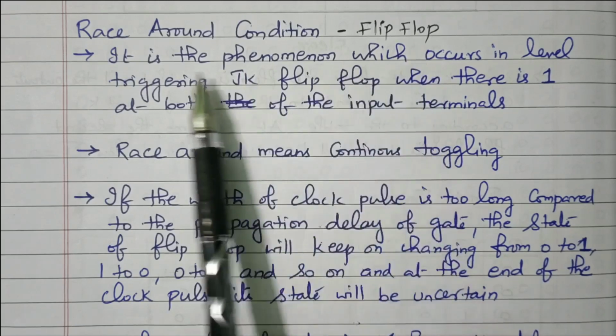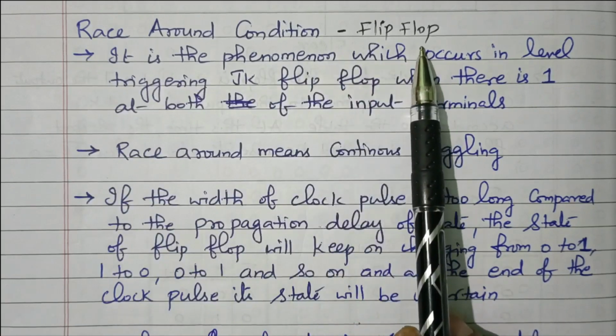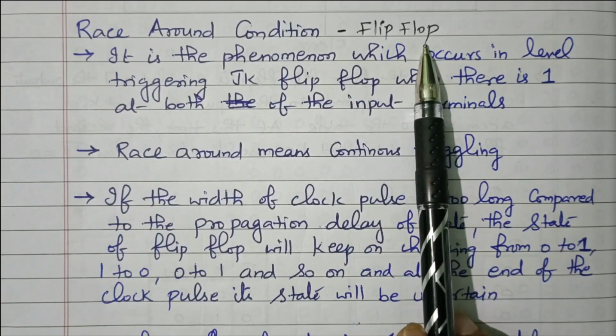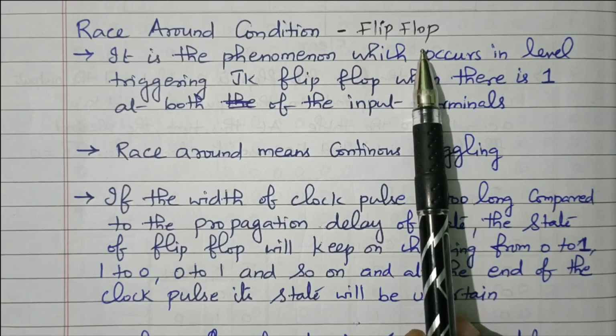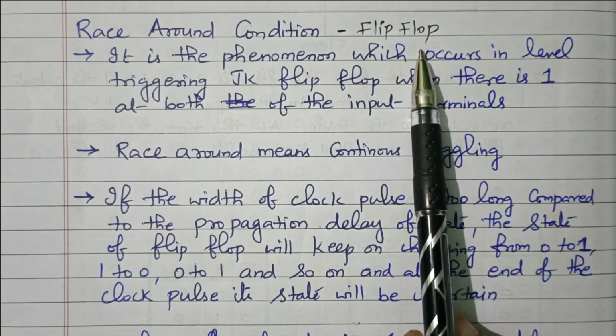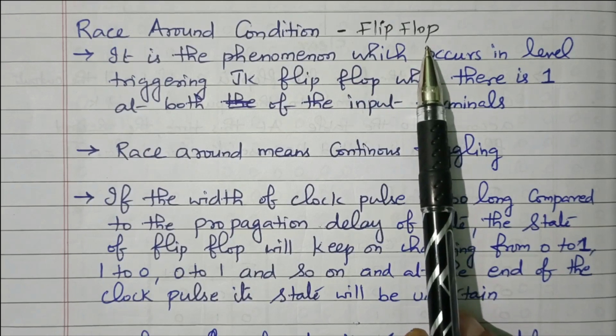Now we'll go to the topic, race around condition in the flip-flop. We know that flip-flop is a storage element. It is able to store 1 bit of data. The output depends upon the earlier available output as well as the input. The input and present state of output will decide the next state of output. That is the basic of the flip-flop.